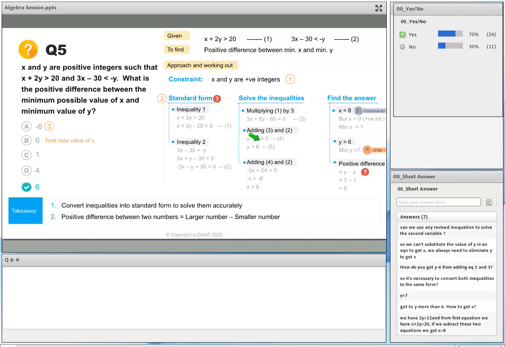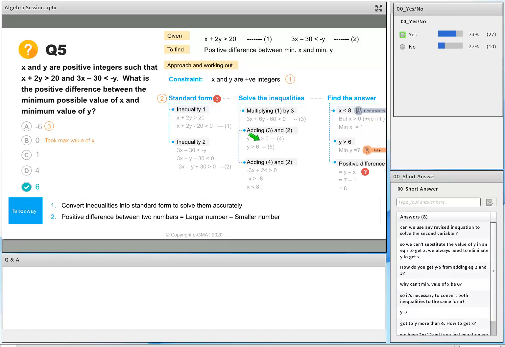So it's necessary to convert both inequalities to the same form. Absolutely, otherwise you cannot add them. You can only add inequalities that have the same sign. So we can't substitute the value of y to get y in an equation. Well, you could do that if it was an equation. It's an inequality, so you cannot. Okay, I think I've answered all the questions here. Y equal to 7 is not a question.